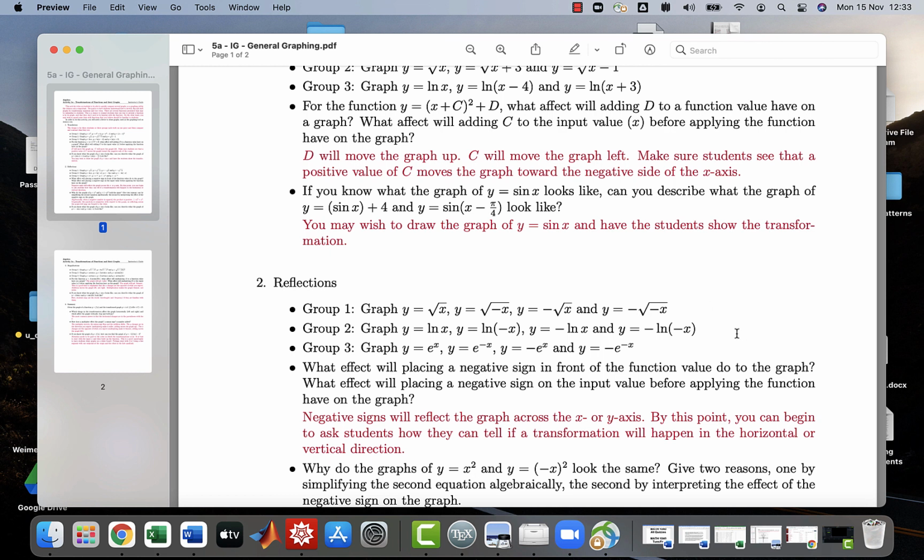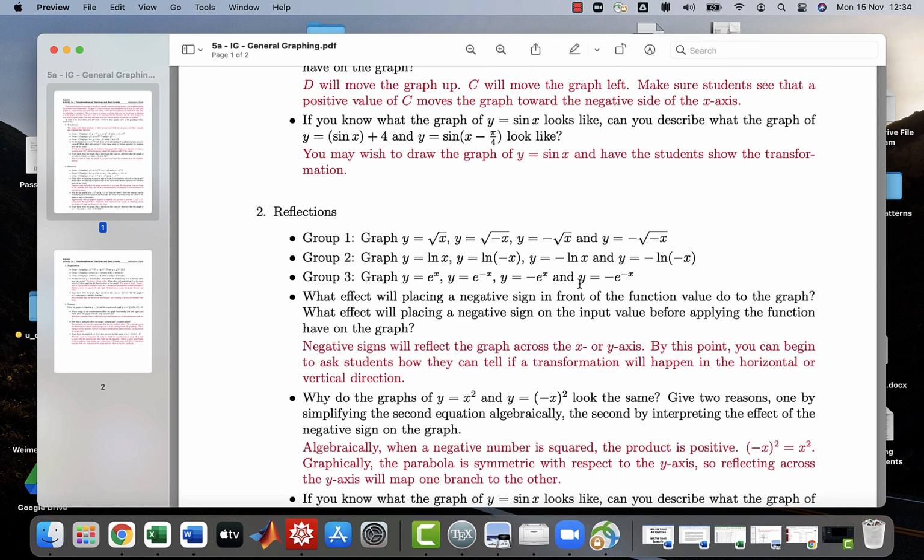So for instance, y equals square root of x, y equals negative square root of x. Students will say, oh, that gets reflected across the x-axis, but it's outside the function, and so we're thinking of it as a vertical transformation. And so I try to use some vertical language, like it gets flipped top to bottom.